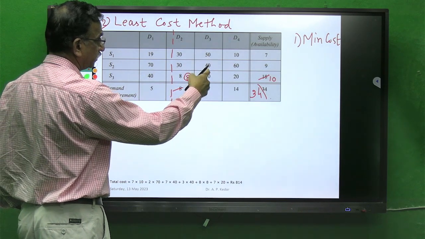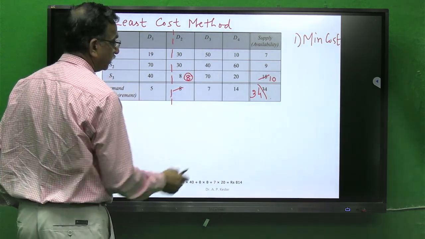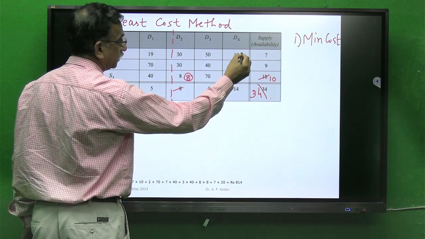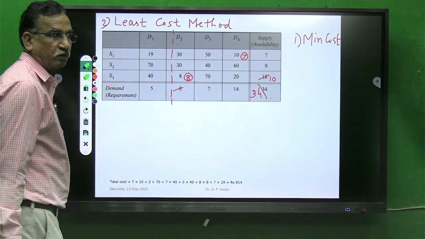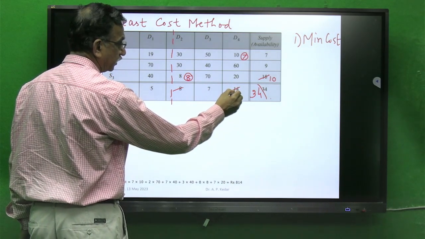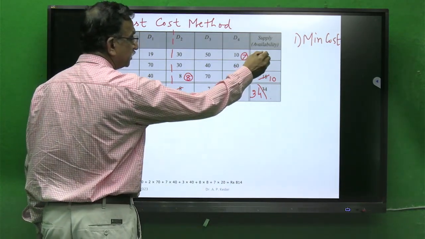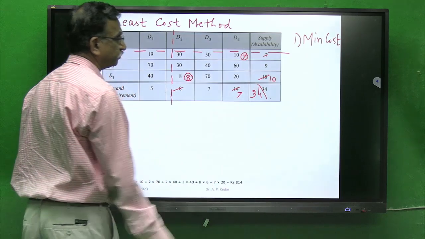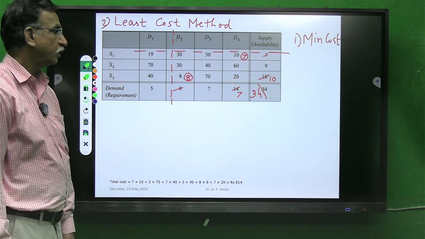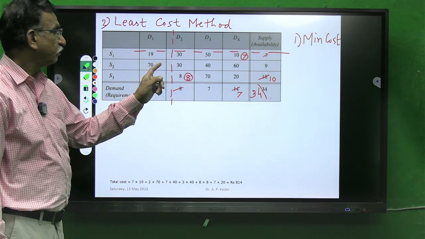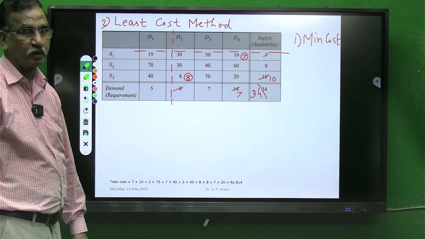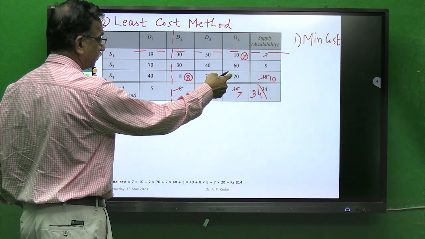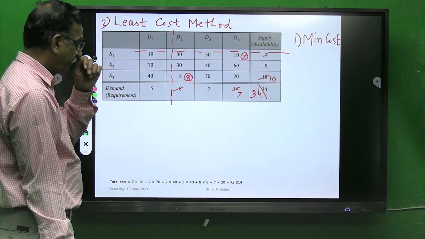So now, 19, 70, 40, here the minimum is 10. For this 10, supply is 7, demand is 14. So we will allocate 7. Immediately we will modify 14 as 7 remaining, and immediately we will cross that exhausted row. Why? That I have explained, that now we will not consider these row values. Now our values of interest are only 6: 1, 2, 3, 4, 5, 6. Amongst these 6, the minimum is 20.